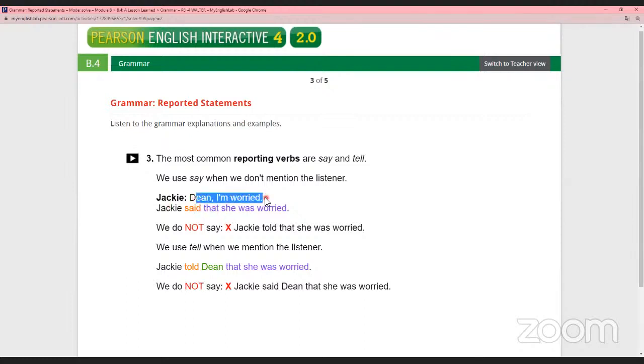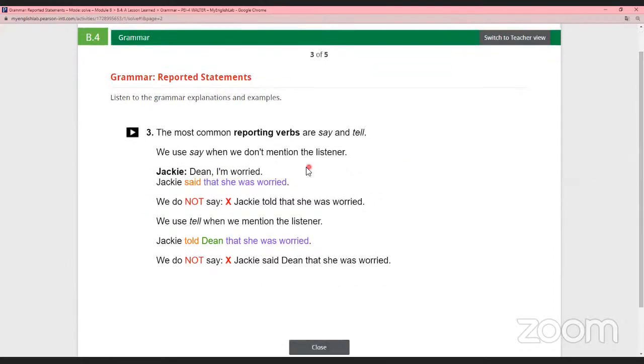So this is what we're going to report, right? "Dean, I'm worried." If I'm going to report it, I'm going to mention the person who said the sentence. Jackie, in this case, said. As I don't have a listener, I'm going to choose said. Then I'm going to continue with the reporting part. Jackie said that she was worried. Again, we're talking about Jackie, right? So we're changing the tense, but we're going to see it in point number 4.